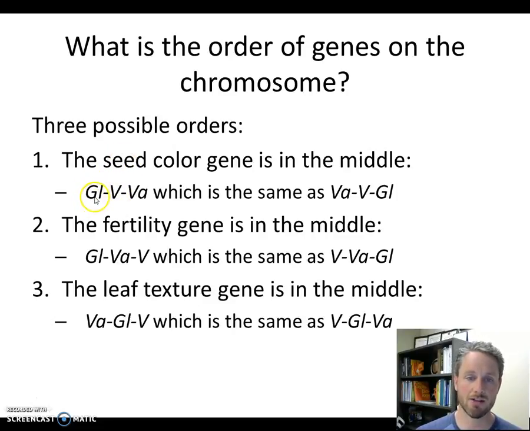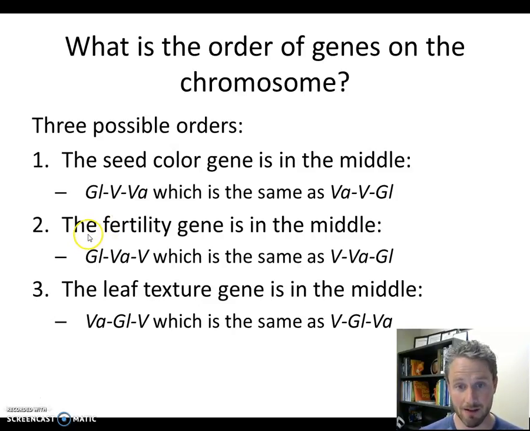We could say, well, GL is on the left, V is in the middle, and VA is on the right. For our purposes, this is exactly the same as having VA on the left, V in the middle, and GL on the right. All we're worried about in terms of the order is which gene is in the middle. It doesn't matter which end the other two genes are on, because it means the exact same thing. So that's one possibility. The seed color gene is in the middle, V is in the middle.